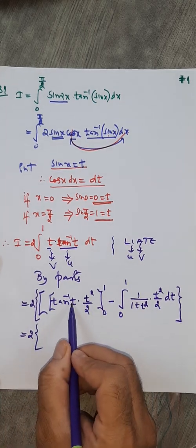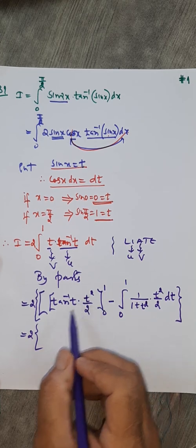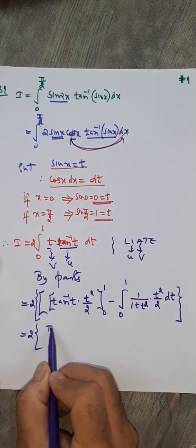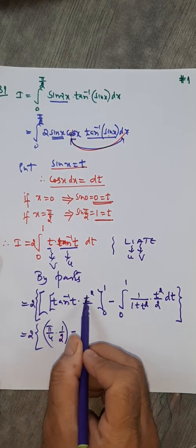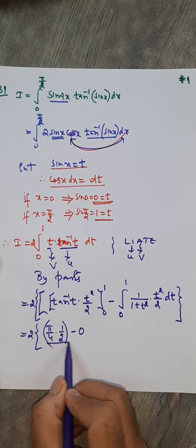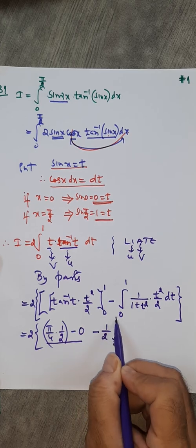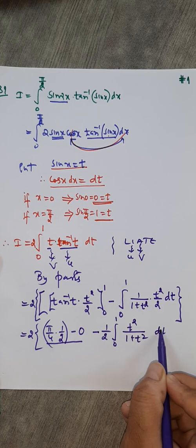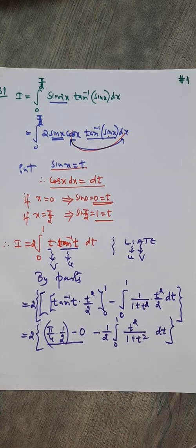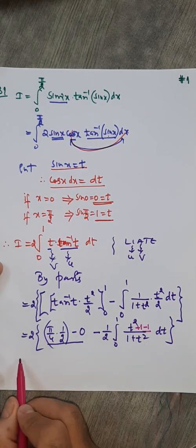Now here for the upper limit, if I put 1 here, tan inverse 1 is pi by 4, this is 1, so pi by 4 into 1 by 2 minus tan inverse 0, so this is 0. What about this? Here 1 by 2 outside as it is. t square upon 1 plus t square dt. This is quadratic upon quadratic, so we set the 1 plus t square here. So I'll write plus 1 minus 1 here and then split into 2 integrals.